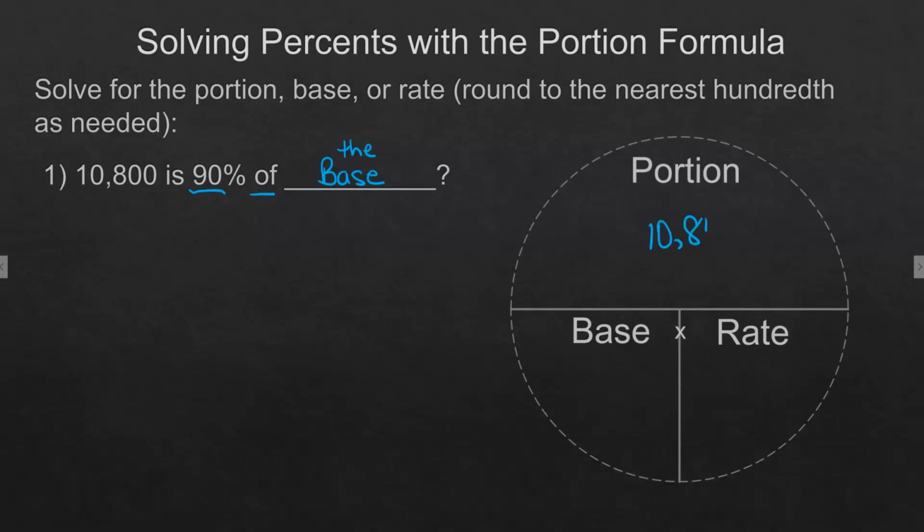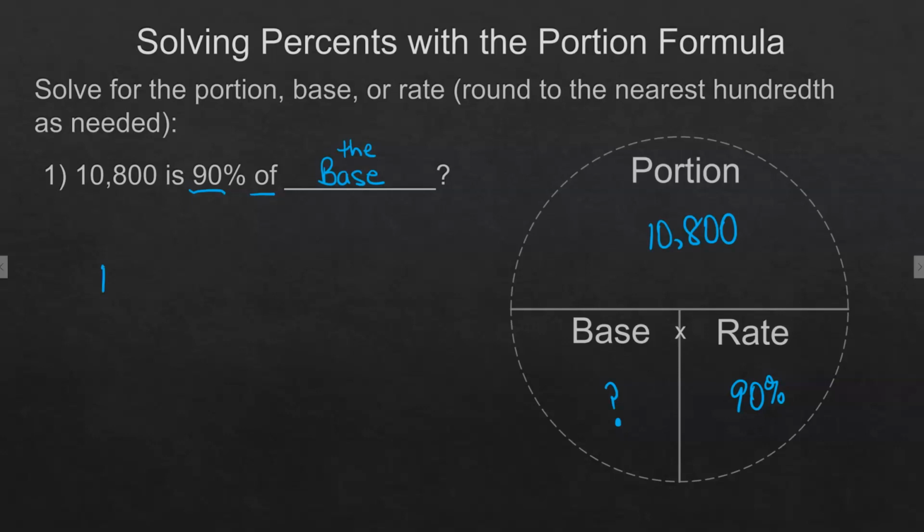So 10,800 goes here. And then I know my rate is 90%. Now we are going to change that to a decimal for the actual calculation. And I'm looking for then my base. So I knew this because it said 90% of what? Well, that's what I was talking about when I said we're going to apply the percent to the base. That of tells me that the 90% goes with the base. We already know the portion.